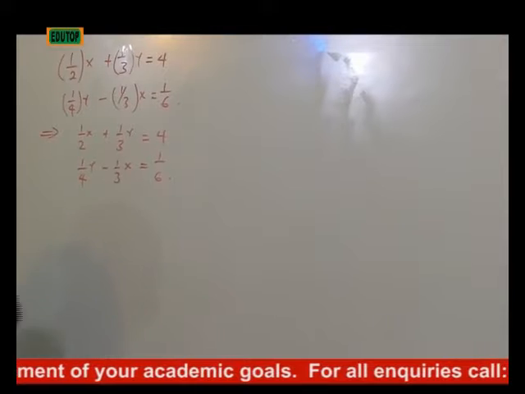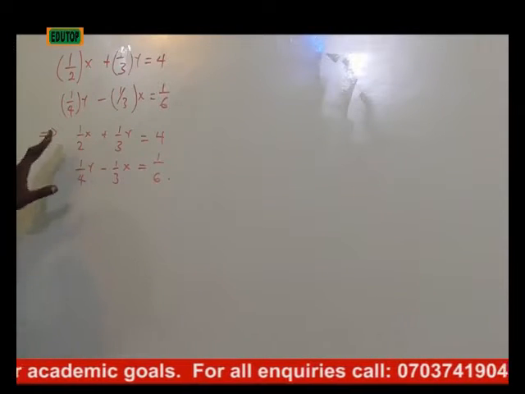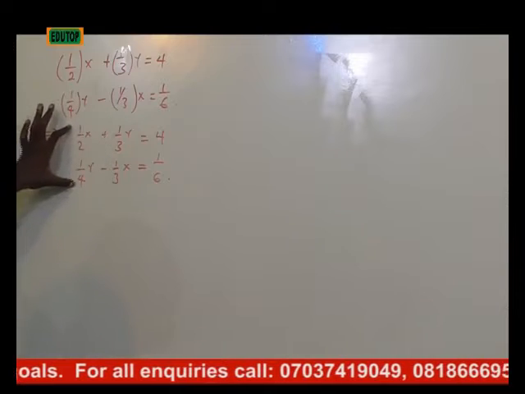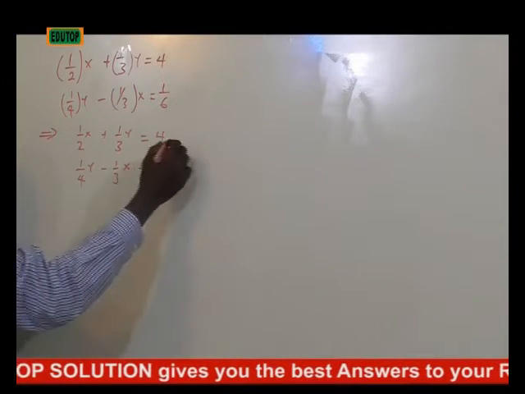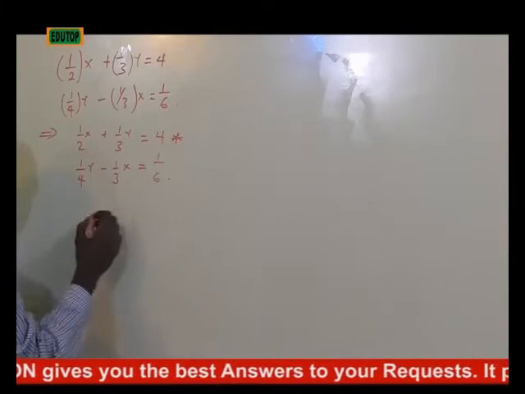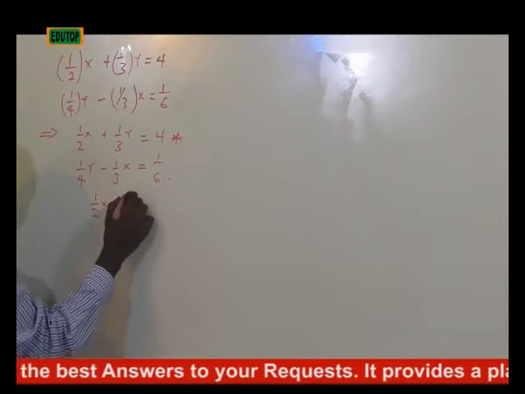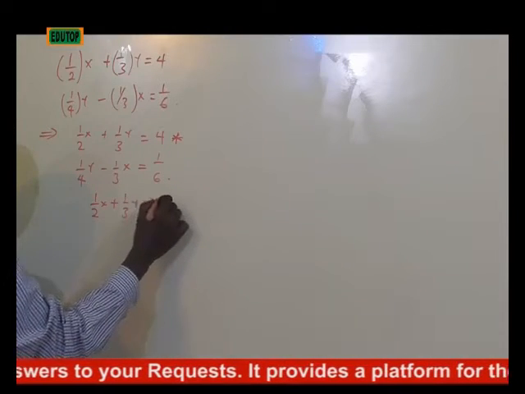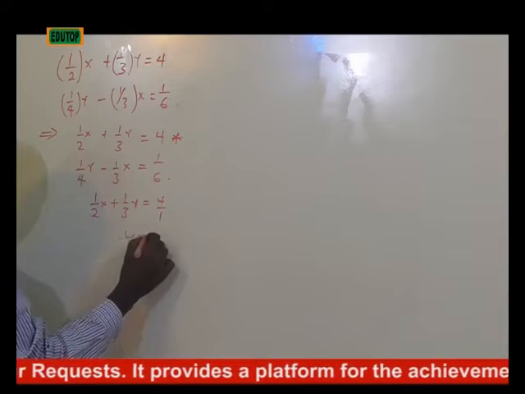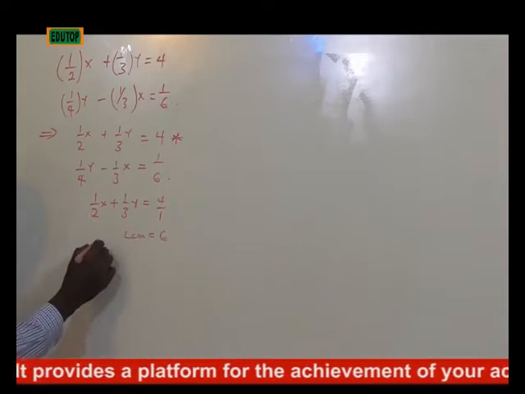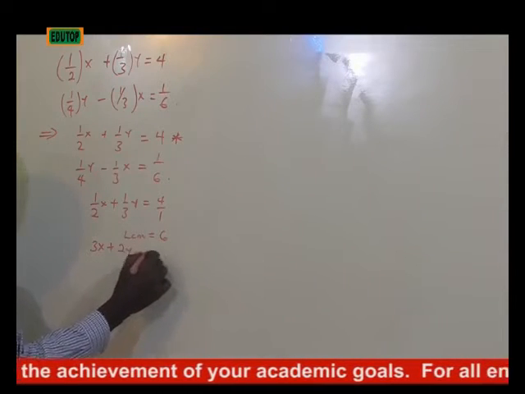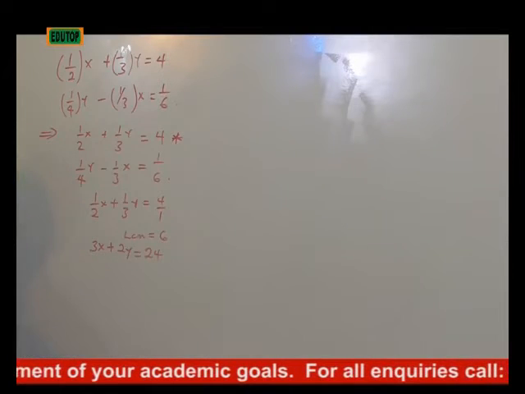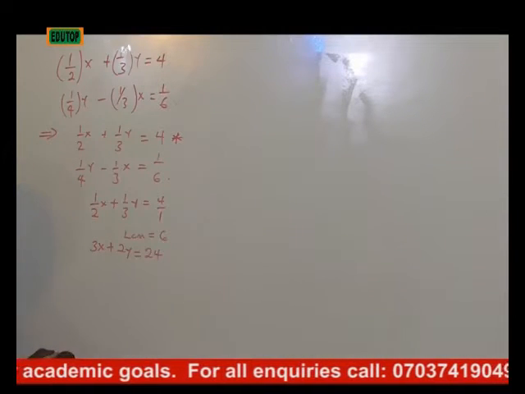So automatically, if you look at this very well, you discover that we have most of these things in fraction. So our interest is to normalize the equation. I want to normalize this first one now, which is 1 over 2x plus 1 over 3y equals 4 over 1. The LCM here is 6. So 6 times this, I have 3x, plus 6 times this, I have 2y, equal to 6 times this, I have 24. As the first case, I've succeeded in normalizing this.